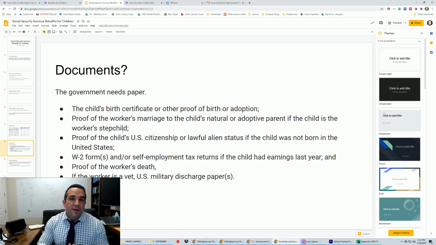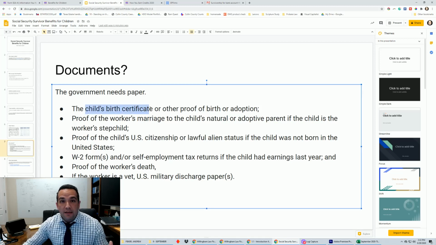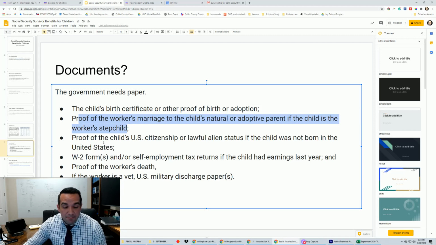Now, the biggest thing is, what documents should you get ready before you even call? First off, get the child's birth certificate ready. You're going to need to send the original in. Proof of the worker's marriage to the child's natural or adoptive parent if the child is the worker's stepchild. Proof of the child's U.S. citizenship, or a lawful resident. You have to be a U.S. citizen or a lawful resident to receive any of these benefits.